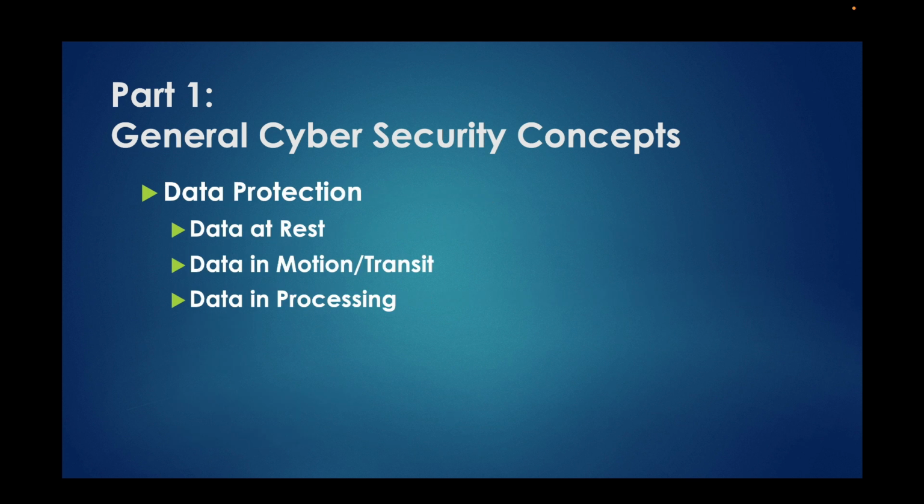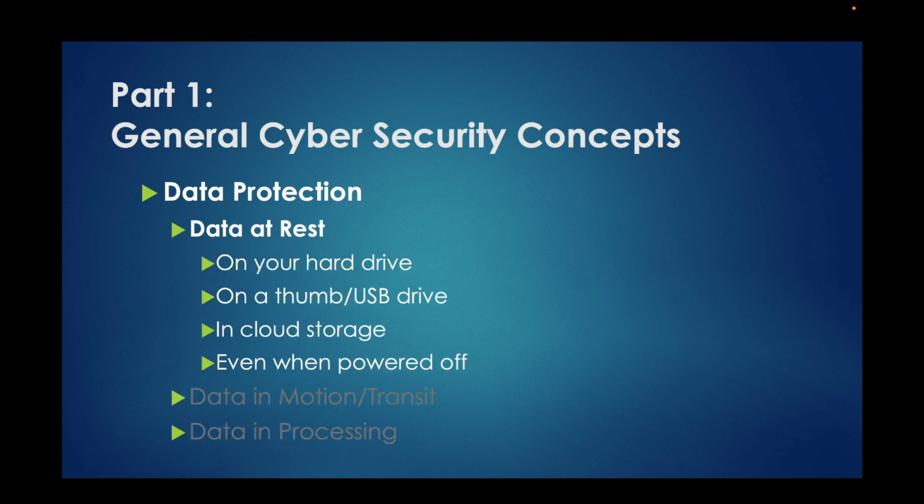Let's consider another concept about our confidential, proprietary, secret, and/or personal information. Data at rest, data in motion or in transit, and data in processing. Data at rest is data, for example, stored on your hard drive, on a thumb or USB drive, on a network disk or a cloud storage system, and exists and requires protection even when the power is turned off. A password or account number scribbled on a sticky note or a cocktail napkin could also be considered data at rest.